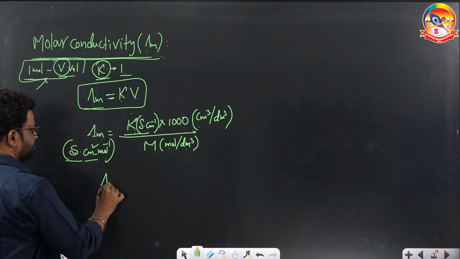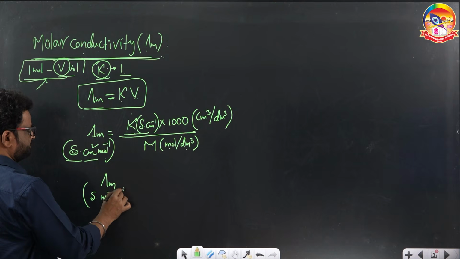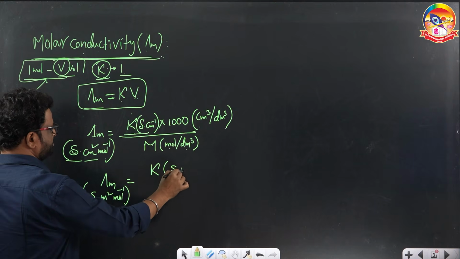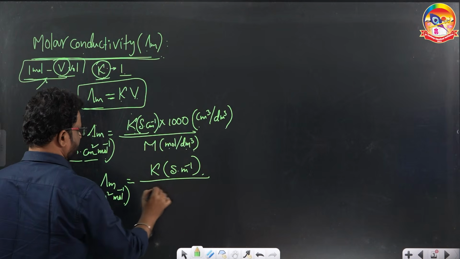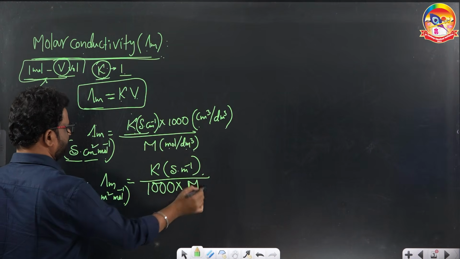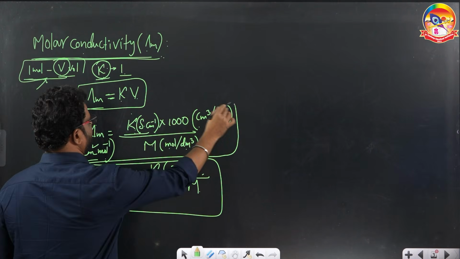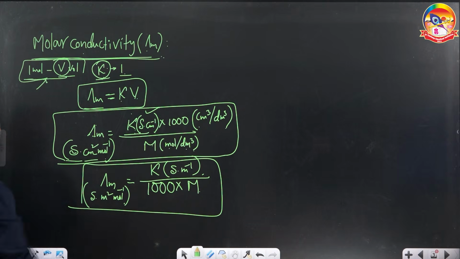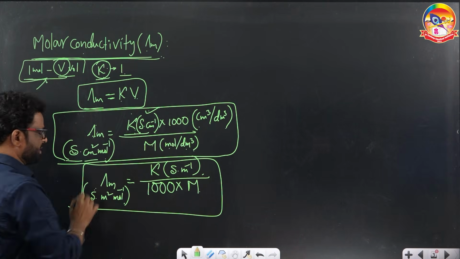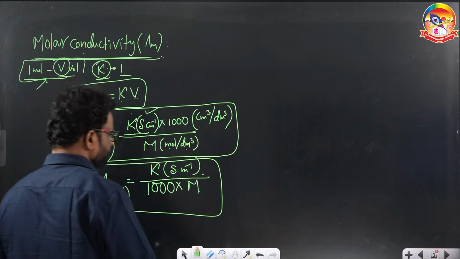But if it is required in Siemens meter square mole inverse unit and K is given in Siemens meter inverse, then if we use this relation, K by 1000 into molarity will give you that accurately. So use these two formulae according to the given units of K as well as the units of lambda m required. So let's see some questions related to each of these.